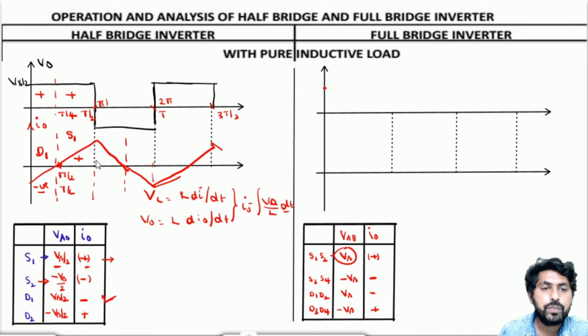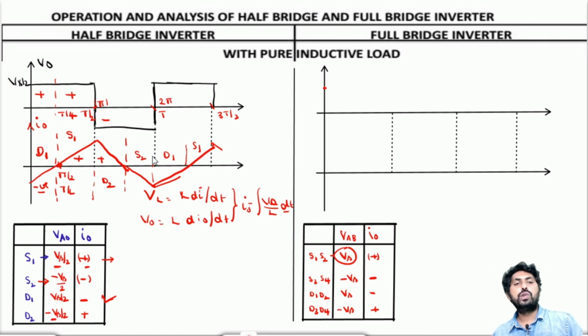Now here the output voltage is negative, minus Vs by 2, and the output current is positive. So the device will be D2. And when both are negative, it will be S2. Then the same cycle repeats: D1 and S1. This is how we mark the devices here.